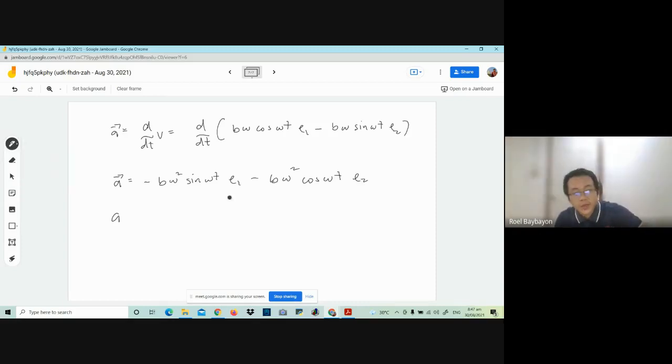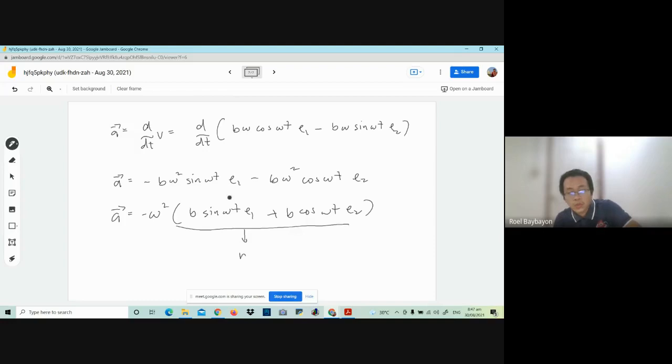So I have a equal to, factoring out minus omega squared, what remains is b sine omega t e1 plus b cosine omega t e2. And what is this? This is just equal to the vector r. Therefore, acceleration can be written as minus omega squared times vector r. So you can write your acceleration as this.